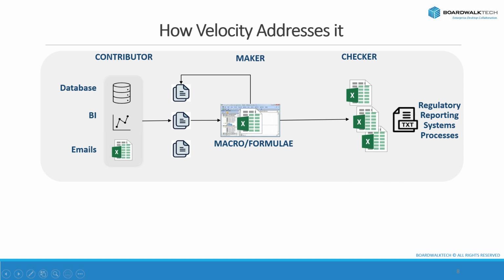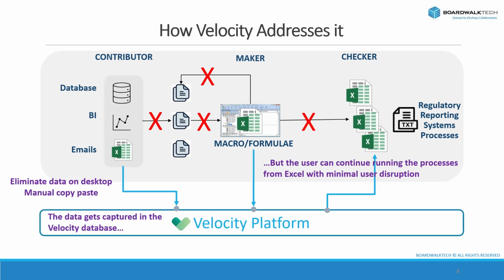So how do we address it? If we go back again to the posting pattern example, and you look at this workflow contributor, maker, checker, what we're doing is eliminating the data on the desktop. So how are we doing that? Well, we're capturing the data in the Velocity database, but the user can continue to run the processes from Excel with this minimal user disruption. And we're essentially breaking these links. Instead of manually linking these things together the way that they do today, everything now is being pushed and pulled from the Boardwalk server.